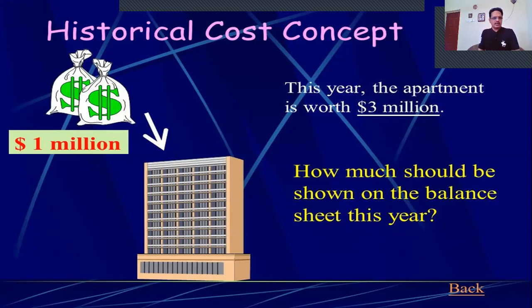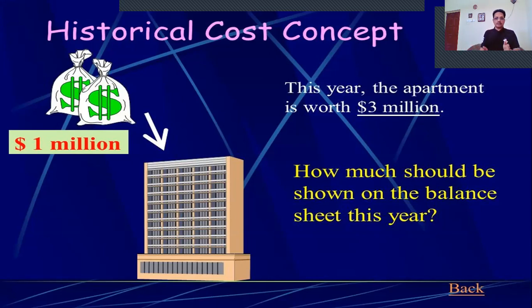Here one example is given. For 1 million riyal, or 1 million dollars, you buy a building. A big, huge building you buy for 1 million dollars. After a few weeks or months or years, the present value or market value, the saleable value of the building, is 3 million. But you have to record only 1 million according to the historical cost concept. You cannot record more than 1 million.